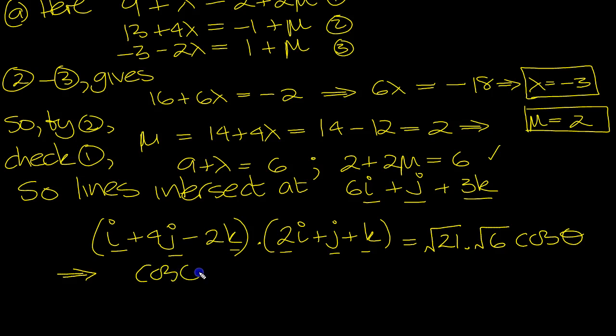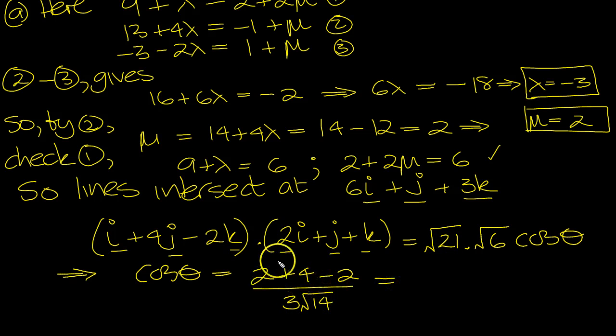So cosine theta is equal to, now the dot product then, 2, 4 ones are 4, minus 2, over root 21 times root 6. There's a 3 in here, root 3 in here, and a root 3 in here. So we could take the 3 out, and it would be root 2 times root 7 is root 14.